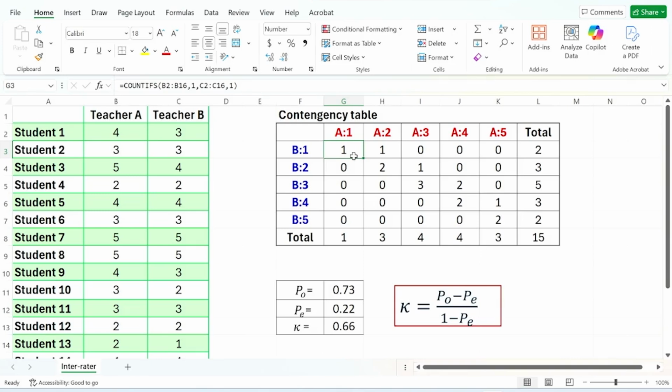COUNTIFS is a compound condition, 2 conditions rather than 1. COUNTIF, which you saw earlier, has only 1 condition. But with COUNTIFS, I have 2 conditions. You see that? So that's a bit different. I count how many times they agree. So I will do that. I will start putting it in now.